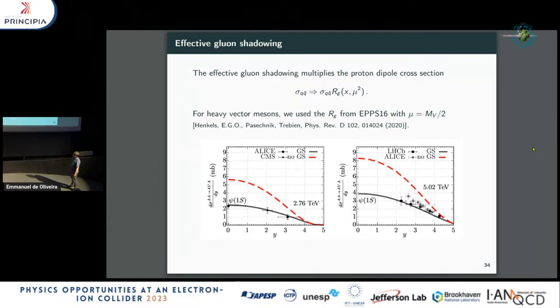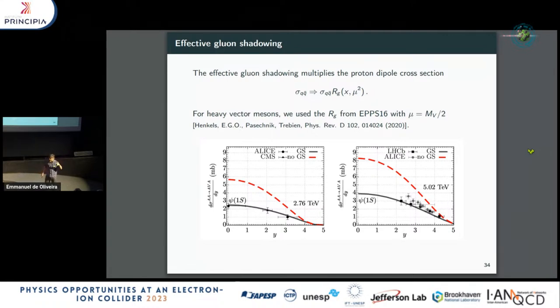So it works if you add gluon shadowing, but we didn't calculate gluon shadowing. We used the gluon shadowing from EPPS16, which some people here in this conference also work with, and it worked. So we had quark shadowing and gluon shadowing, two shadows here, and it worked quite well for J/psi. The red line means no gluon shadowing, just quark shadowing. The black line means we add gluon shadowing, and then it works more or less with, at least, LHCb data, and here with CMS and ALICE data for J/psi.